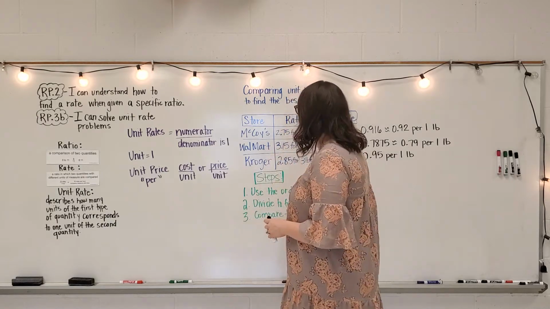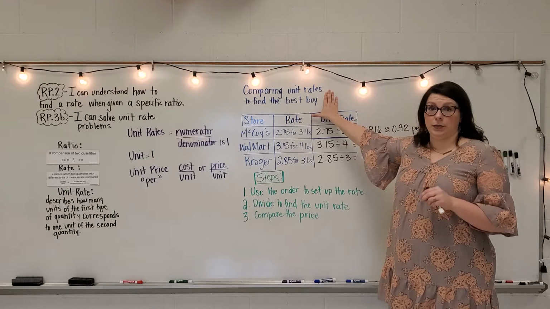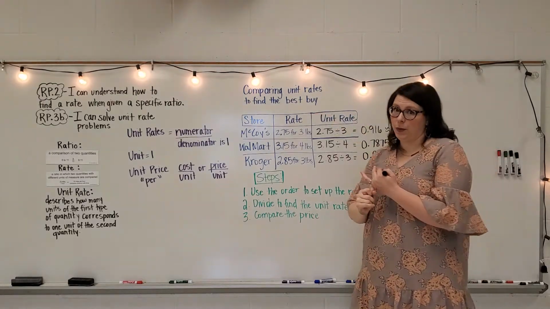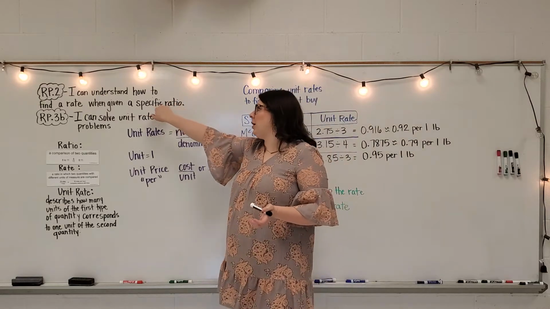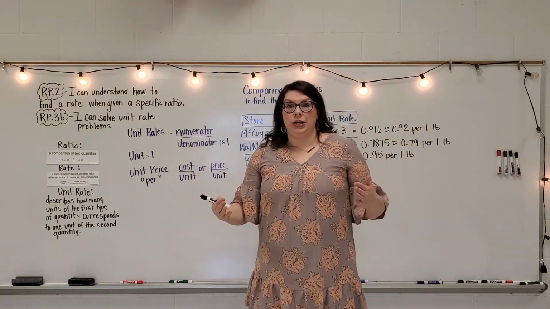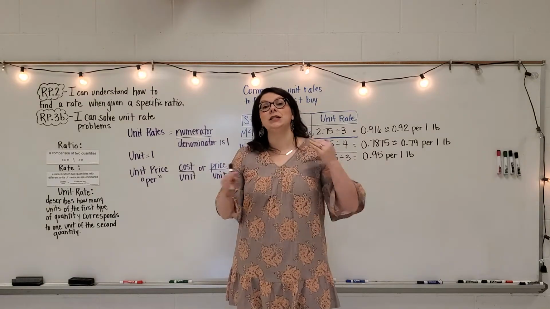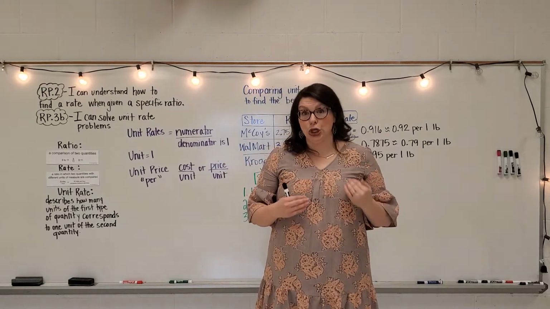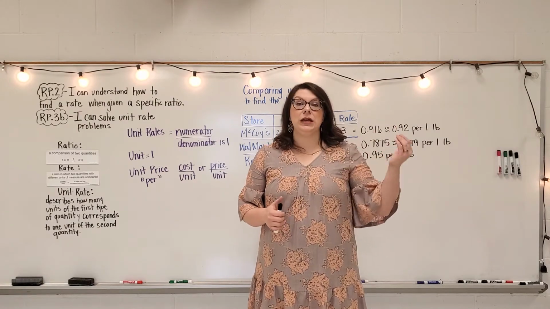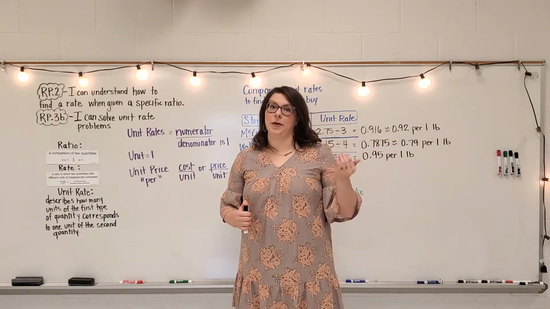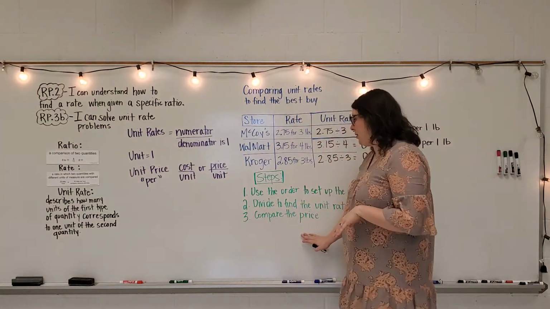So in this example, it says comparing unit rates to find the best buy. Well, in the first part, we're just going to be setting up the rate, and that comes back to RP2. Given a ratio, we're going to be able to set up the rate. Then we solve that rate to make it a unit rate, getting that denominator down to 1, and then we can compare those to find the best purchase possible. And that brings us to our steps.